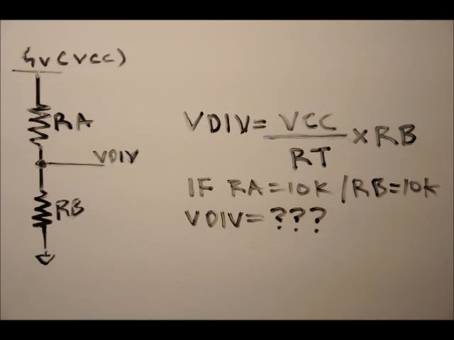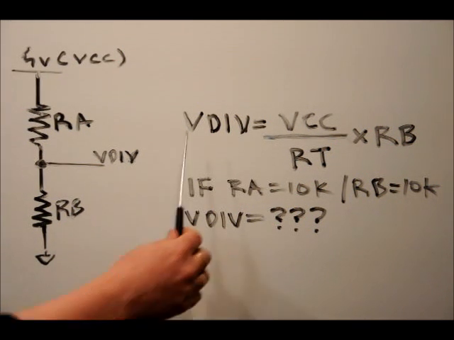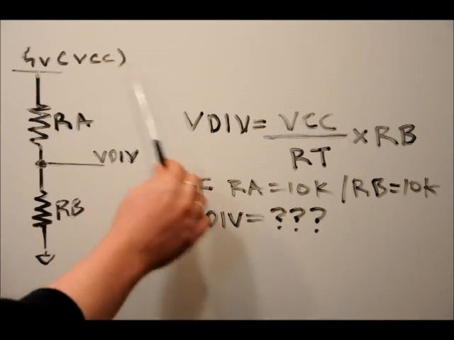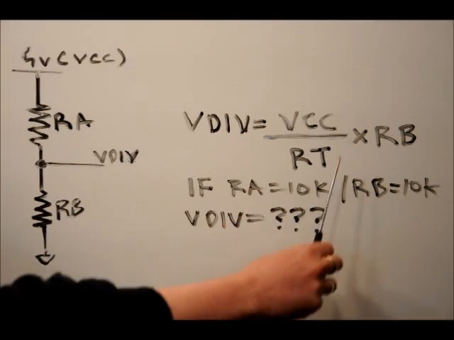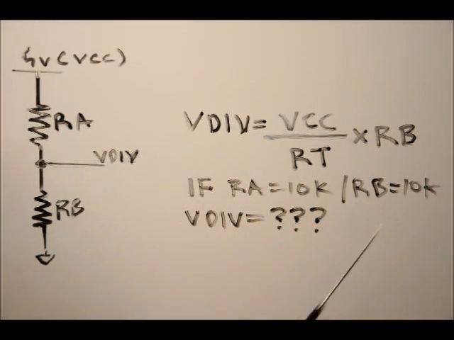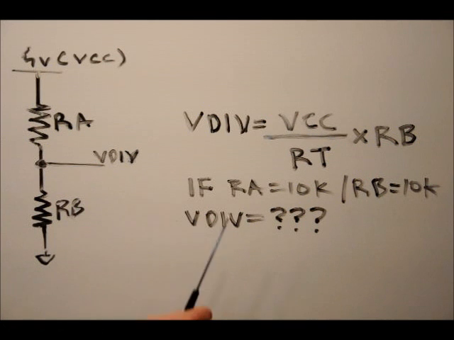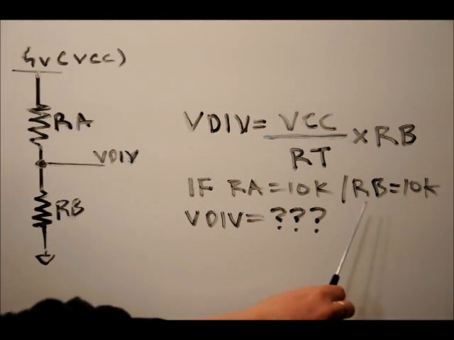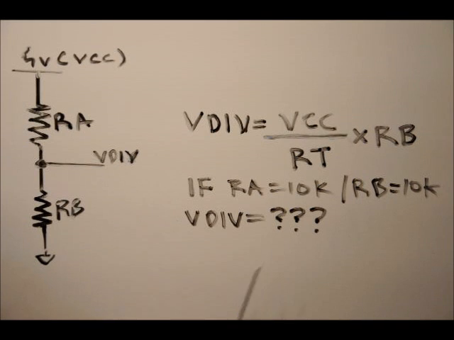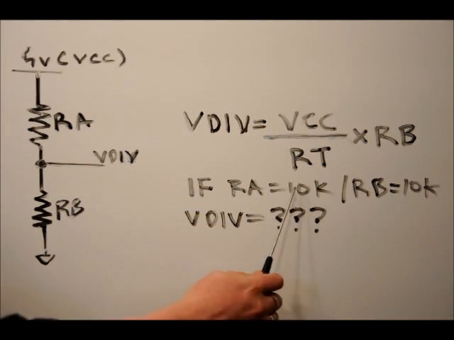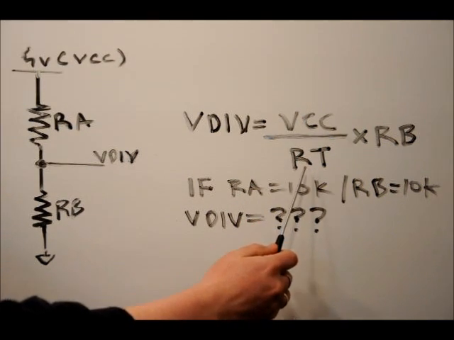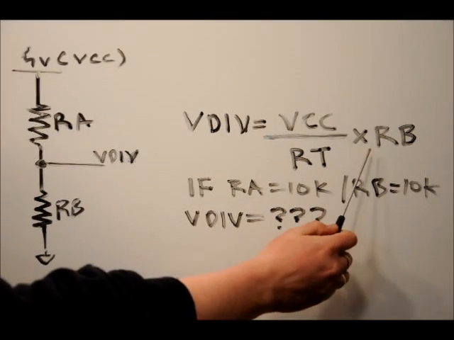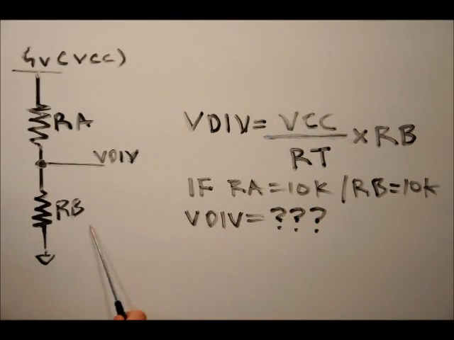So the calculation to determine what's at VDiv is VDiv equals VCC, so 5 volts, divided by our total, RA plus RB. And then once we have that calculation, we multiply that by RB. So if we have an RA of 10K, an RB of 10K, what's our VDiv going to be? We break the calculation out like this: 5 volts divided by RA plus RB, 20K, so 5 volts divided by 20,000. Once we have that, we multiply that sum by 10K, which is our RB.